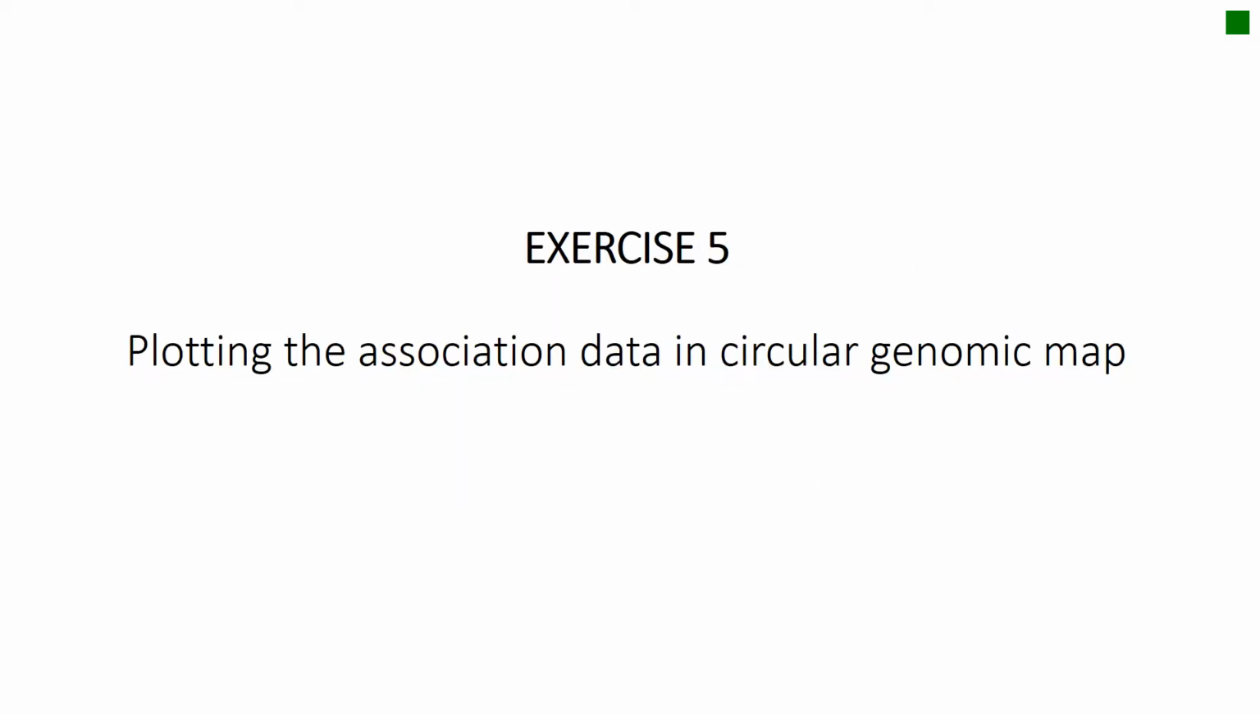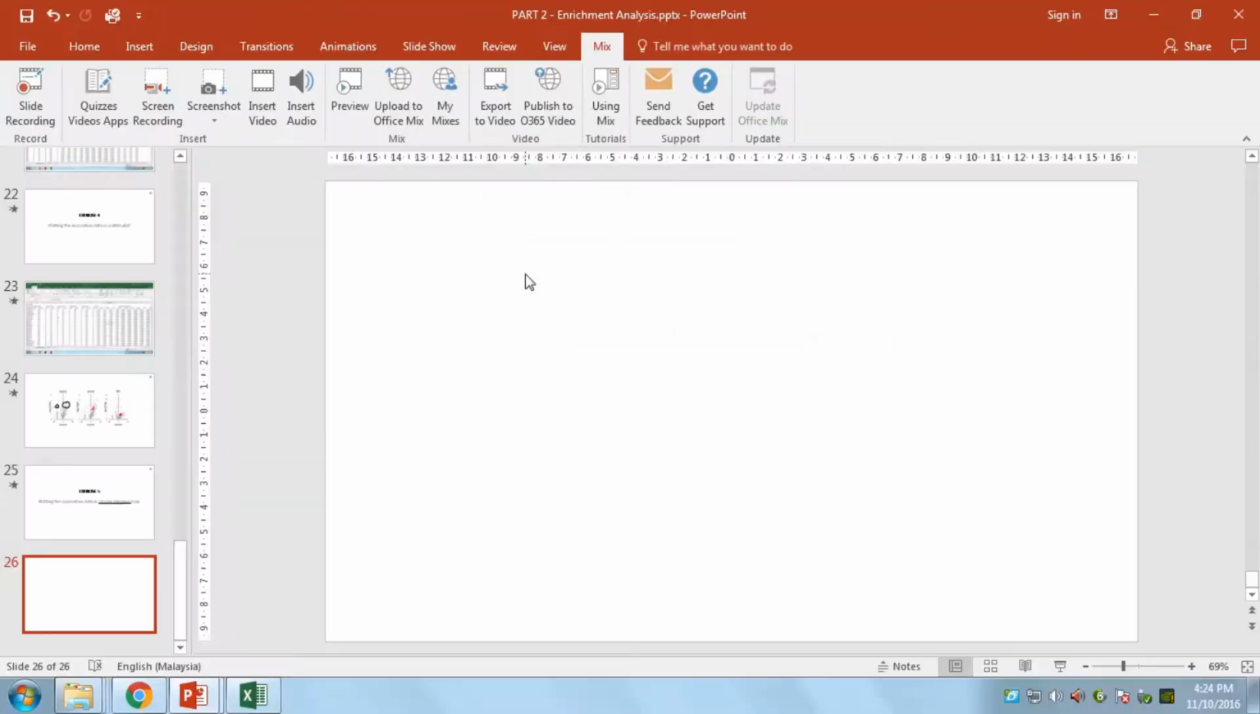Okay, to move on, for the next exercise, you can use the same data set and do the same analysis to plot what we call a circular genomic map using MyCircos. This is quite a good way to show, particularly in terms of gene amplification and deletion in the whole genomic map, what are the regions that are particularly mutated or particularly deleted or amplified as well.